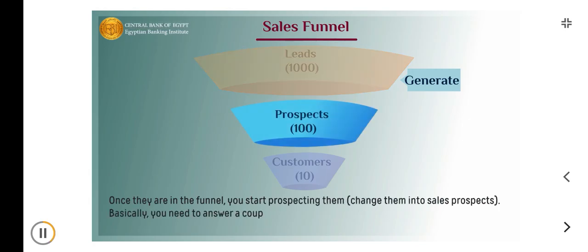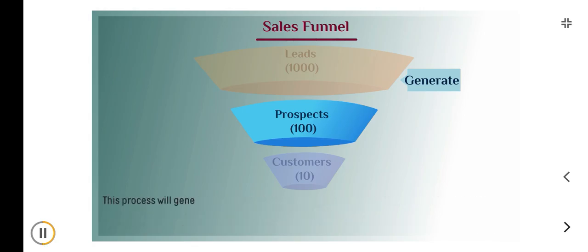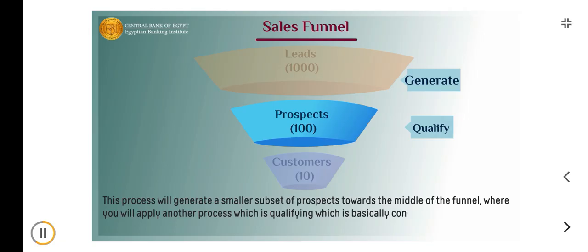Basically, you need to answer a couple of general questions at this stage. Who has the general need to buy? Who has the general ability to buy? This process will generate a smaller subset of prospects towards the middle of the funnel, where you will apply another process, which is qualifying the prospects, basically converting as many prospects as possible into qualified customers.